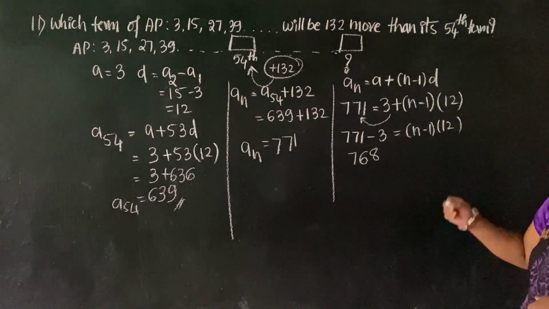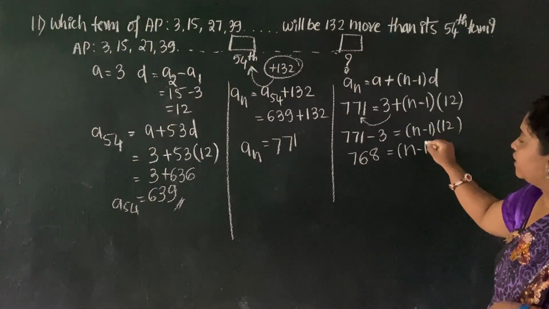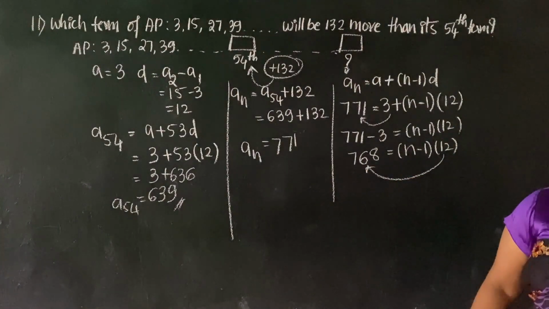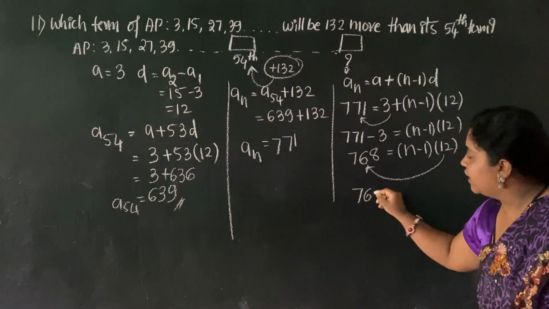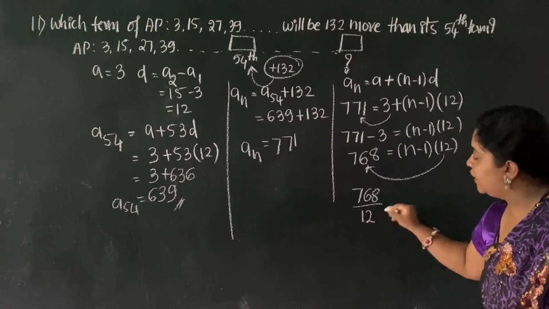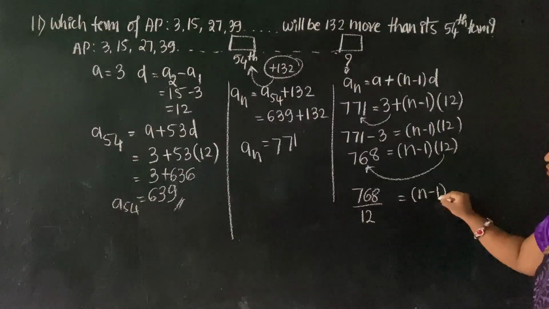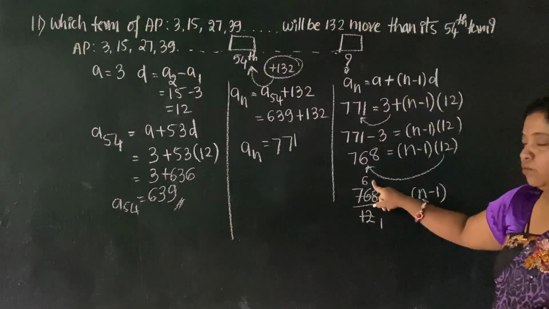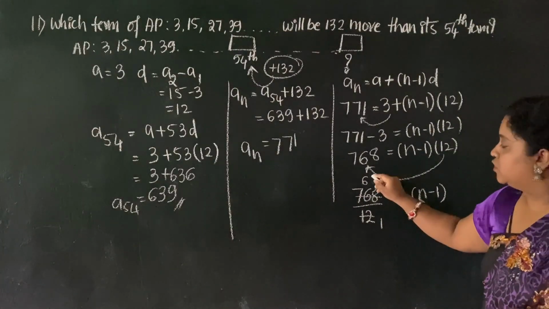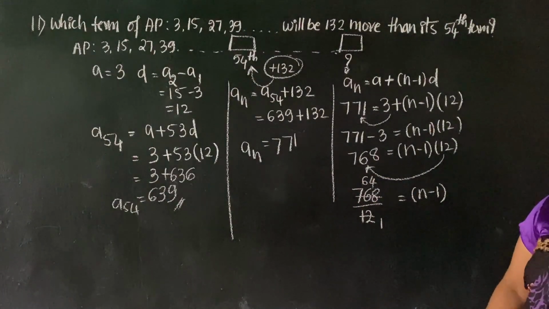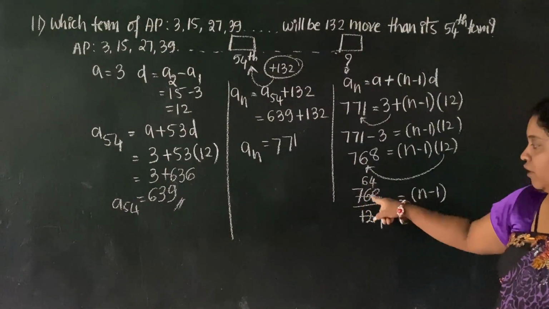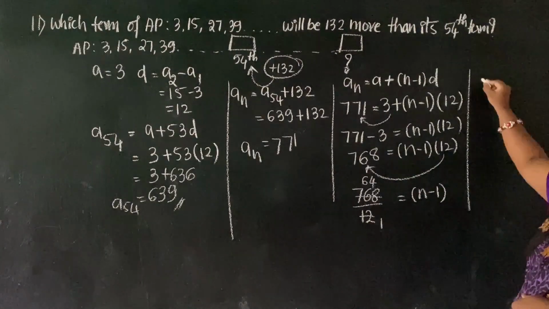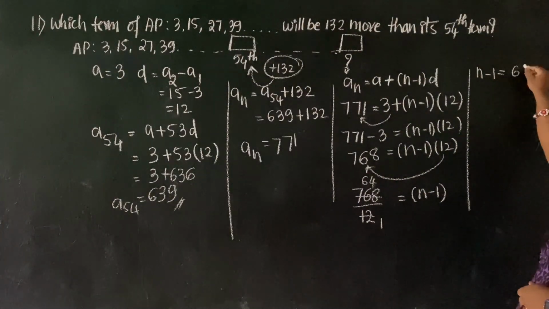768. Isn't it? 768 is equal to n minus 1 into 12, where I'll send this 12 to this side. Multiplication turns to be division. So 768 divided by 12 is equal to n minus 1. Okay. So 12 ones are 12. 12 sixes are 72. 4 left. 12 fours are 48. Yes or no dear? Now dear, I got n minus 1 is equal to 64.